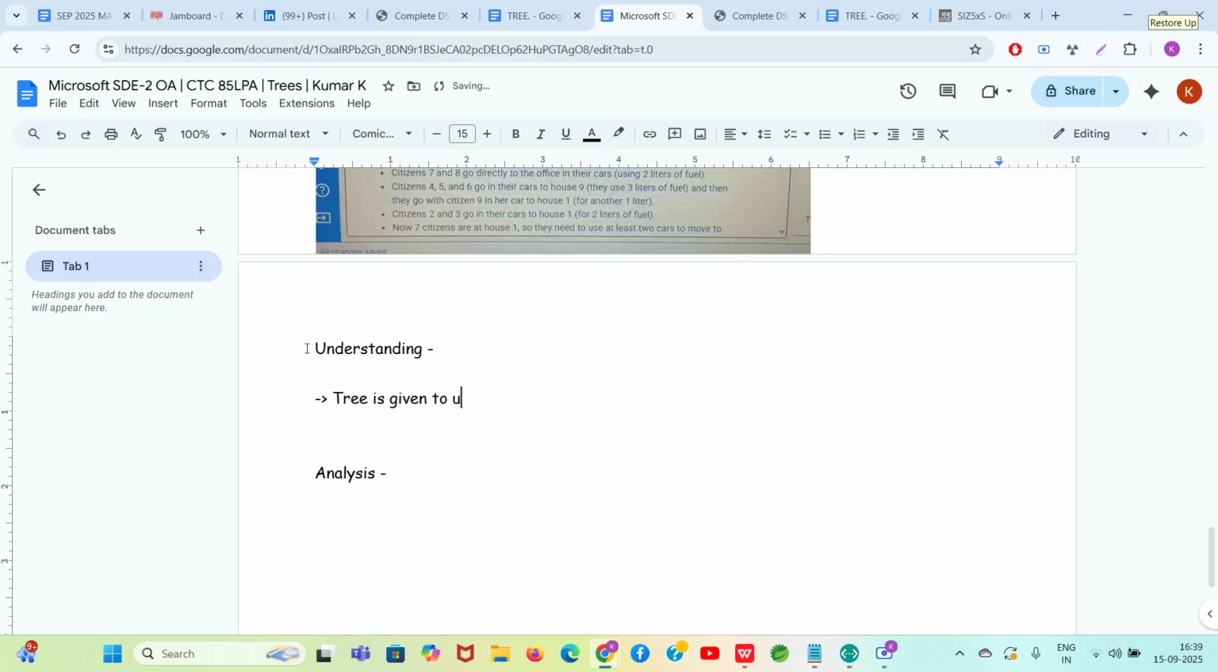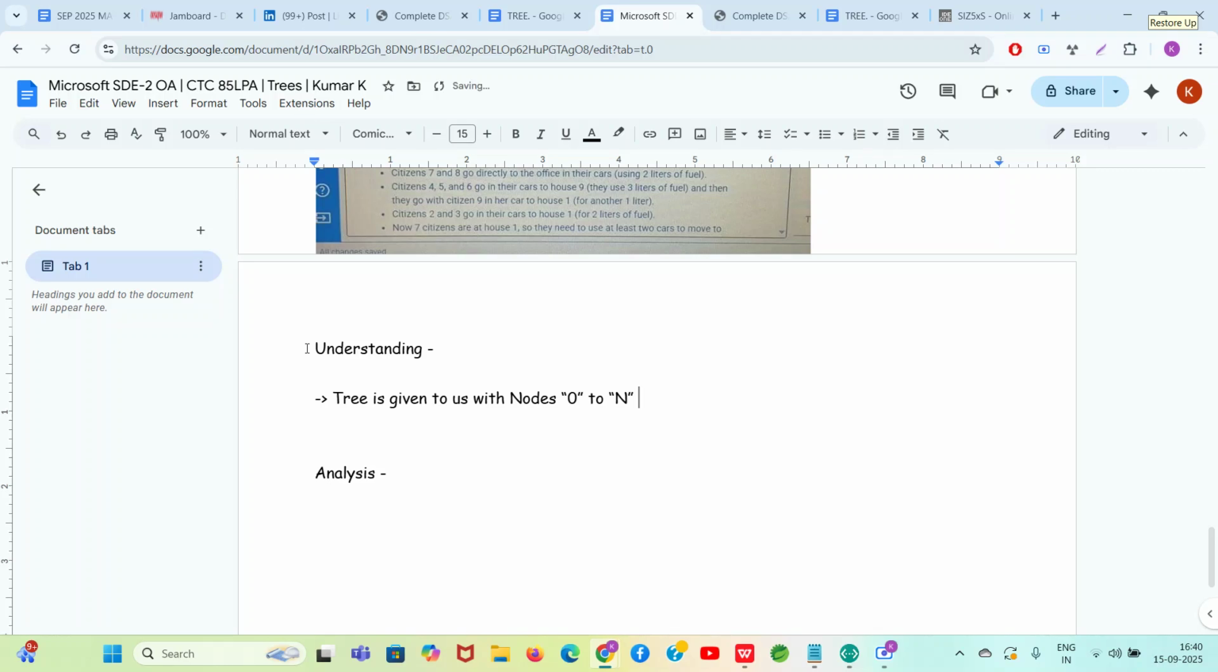A tree is given to us with the nodes whose labeling is from 0 to n. So in this question, understanding the question is the most important part. Your English comprehension skills should be top notch and very good. A tree is given to us and the nodes are numbered from 0 to n. Okay, this thing I think is clear to you.